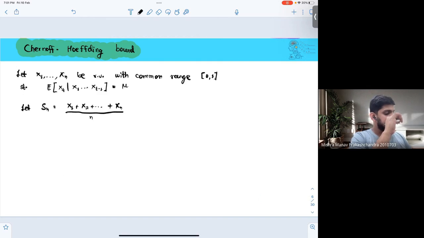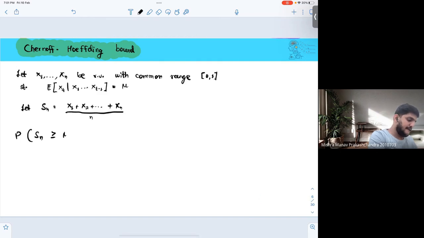Looking at this, what we say is that the probability that Sn is greater than mu plus epsilon is less than e to the power minus 2 mu square n, and the probability that the opposite holds true is e to the power minus 2 sigma square n.